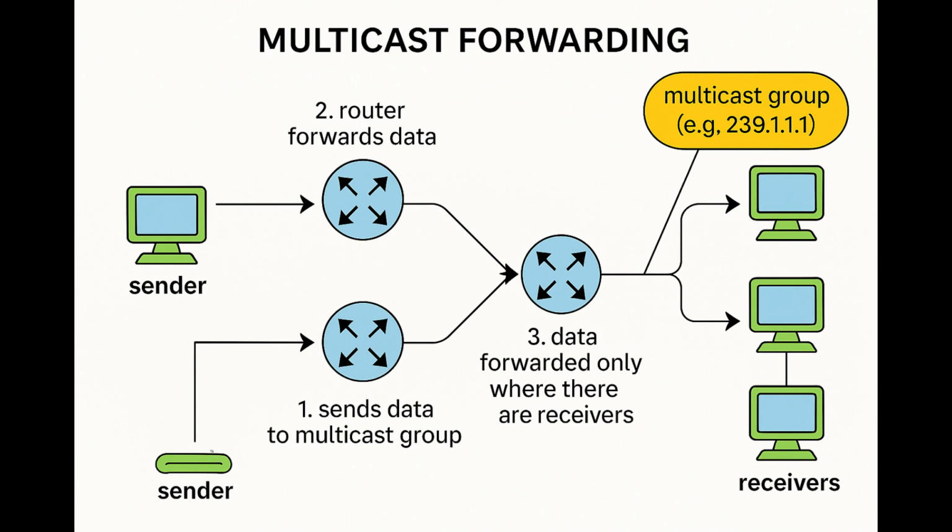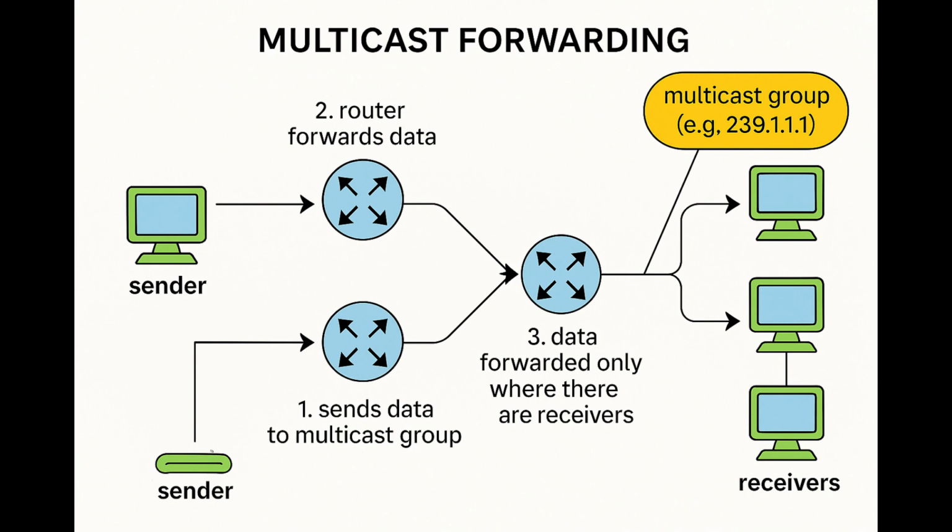Here's a real-life example. Example 1, live video streaming. A live event sends one video stream to a multicast group. Hundreds or thousands of viewers receive the same stream without the server sending separate copies. Example 2, online classes or webinars. The teacher sends audio and video once, and all students who join the multicast group receive it.